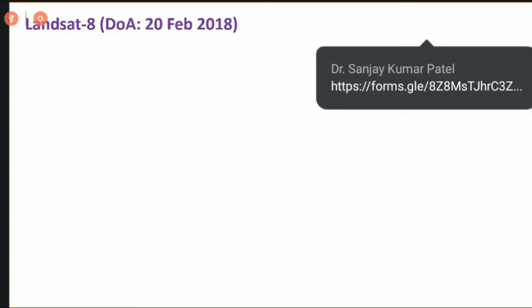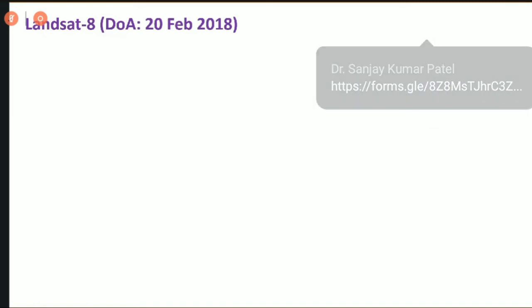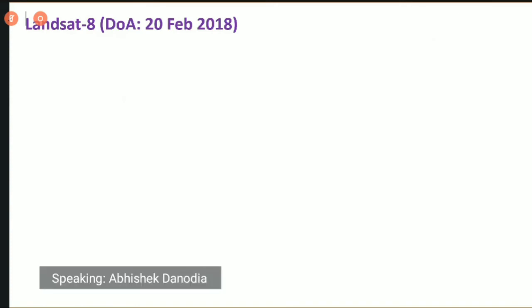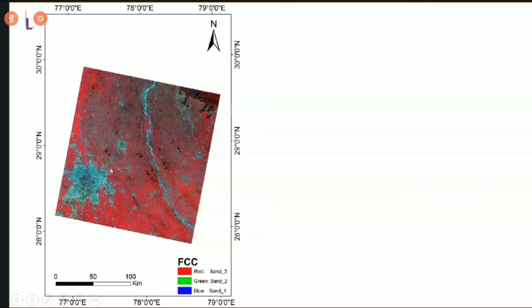So very first I choose an image, I download an image of the Landsat 8 sensor, and the date of acquisition is 20th Feb 2018. I simply use the USGS portal and the image is freely available on their web portal. I download the image, I make it as a FCC. This is the same area of Western Uttar Pradesh and the Delhi NCR area. So this is the image in terms of FCC. FCC we call a false color composite.